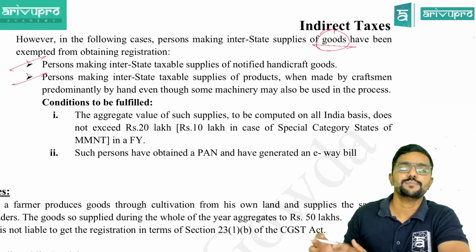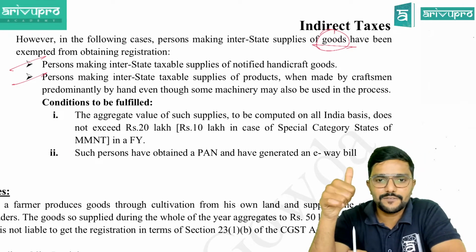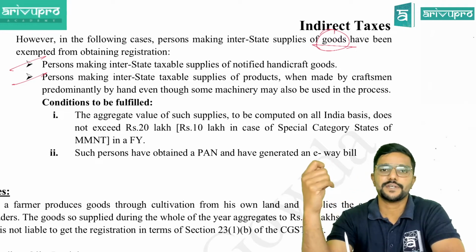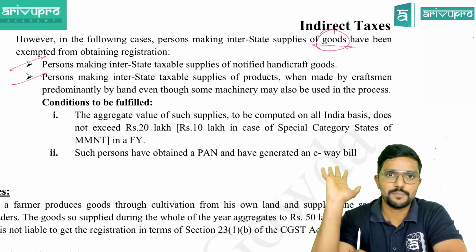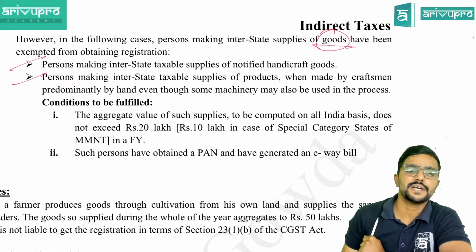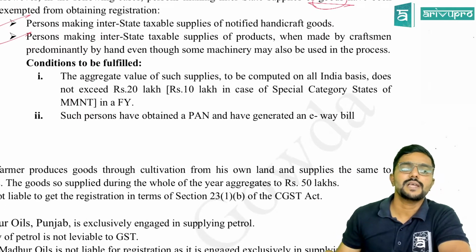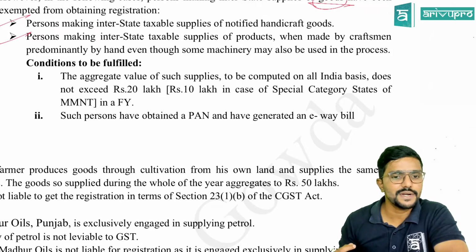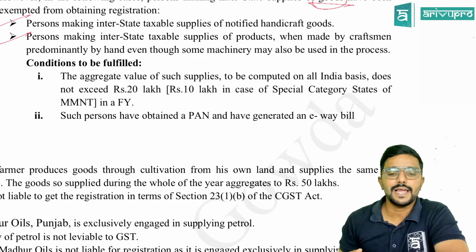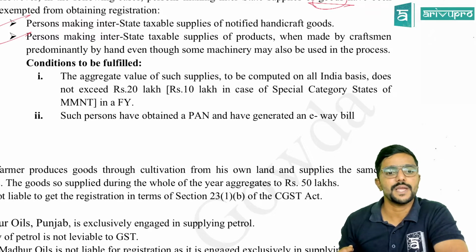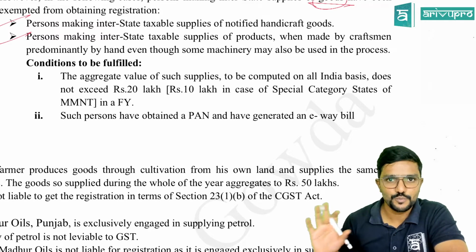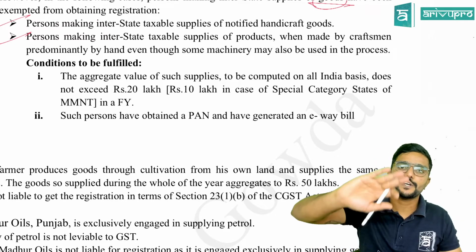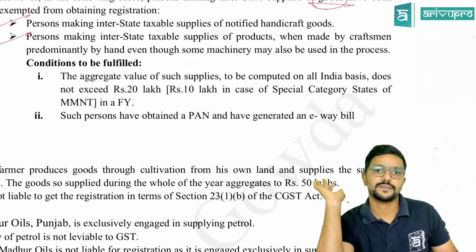Okay. So in simple terms, guys, if any handicraft goods or goods made by craftsmen are sold even outside the state, it's okay. Registration is not mandatory for you, but the following conditions should be satisfied. That is, the aggregate value of such supplies, to be computed on all India basis, does not exceed 20 lakh, or 10 lakh in case of special category states, in a financial year. So please be careful. Means up to 20 lakh or 10 lakh, you need not get registered. If your turnover crosses that limit, you have to get registered.